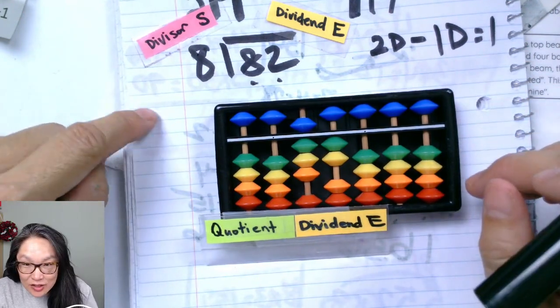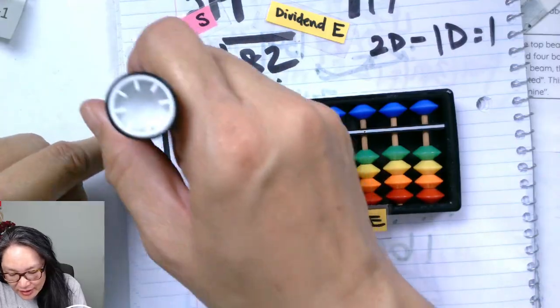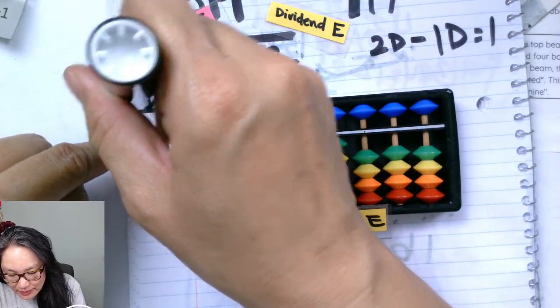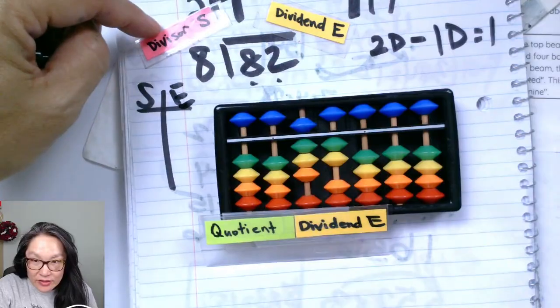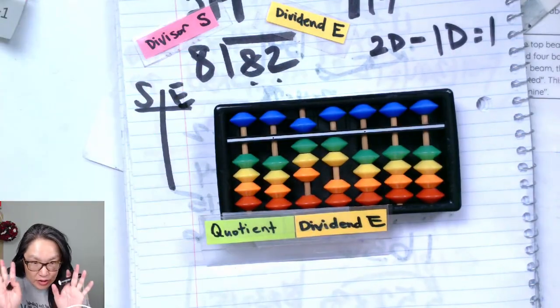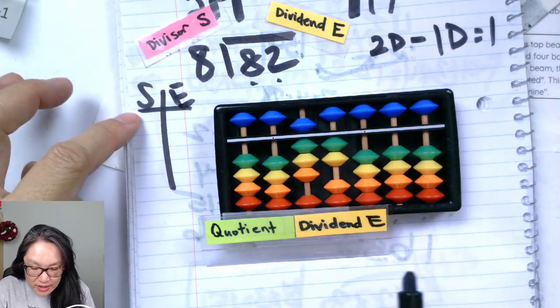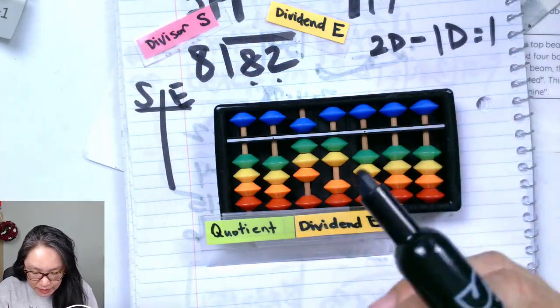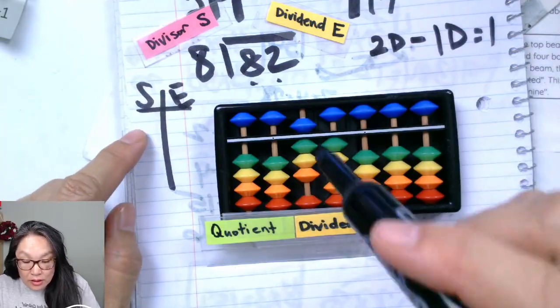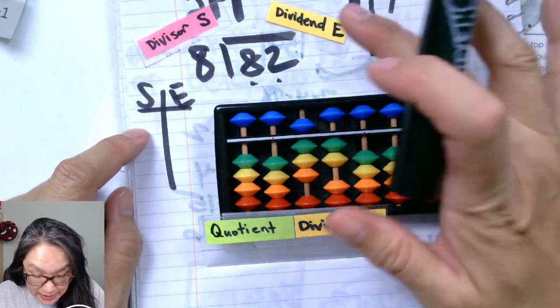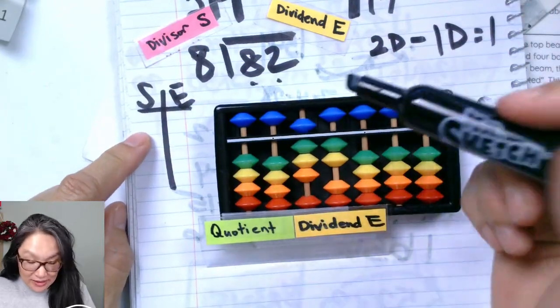Okay, so what we're going to do is we're going to have a conversation with our question. What does that mean? I'm going to say divisor is S, dividend is E, just so we can keep track. Jose decides to get one that has decimals. Now, how do I know? Because I could see it.